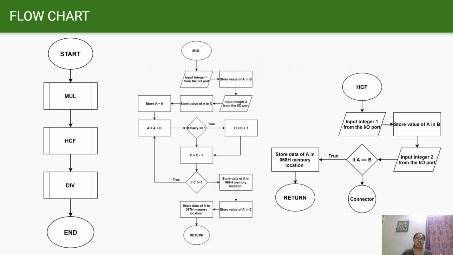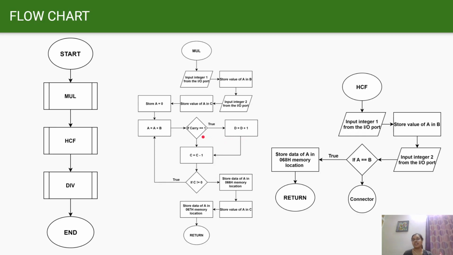So this is basically the flowchart of the algorithm that we just discussed. We basically have the three main steps in our main routine. The first is multiplication, then calculating the HCF, then division. Multiplication, as discussed, is multiple addition or repeated addition. So over here, first we're taking the first integer as an input, storing it in B, then taking the second integer as an input and storing the value of A in C. And then we're keeping the value of A equal to 0. Then we're basically adding B again and again to A till C becomes 0, or till we've added B an adequate number of times. In the middle, D is incremented by 1 if carry is equal to 1.